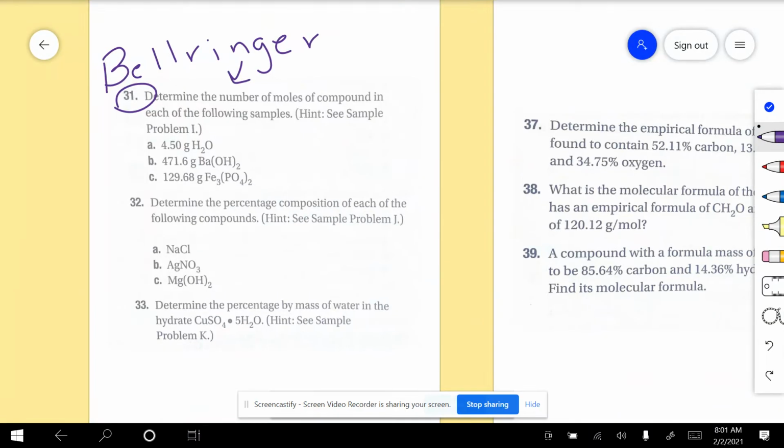All right, so A is 0.25 moles of H2O. All right, what about B? I have B. Zachary? 2.75 moles of BaOH2. Okay, C?